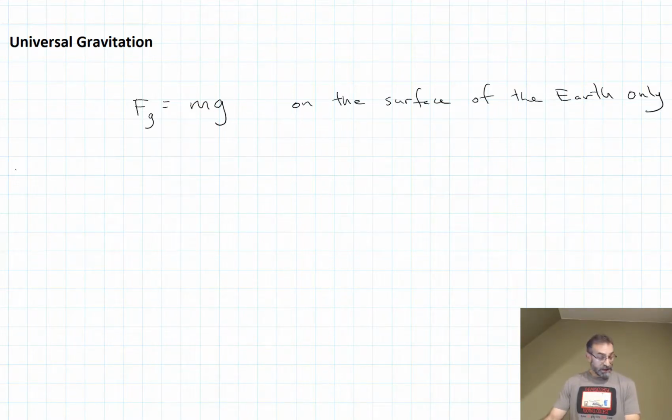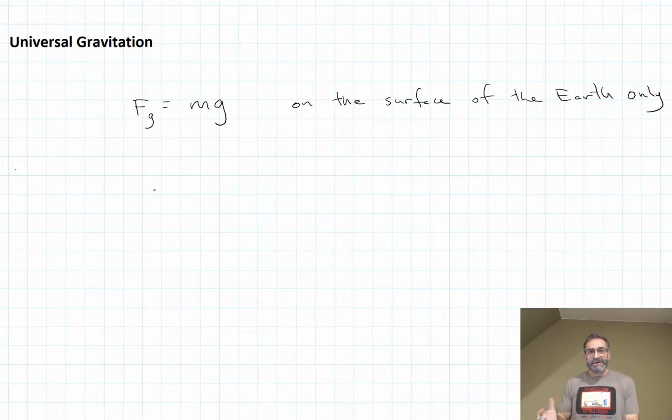So we want to know what's the universal law of gravity. Not just an object at the surface of the Earth interacting with the Earth. That's what this formula is, m times g, an object on the surface of the Earth interacting with the Earth. But what if I want to know any two objects? Two objects interacting with each other out in space. An object interacting with the moon. An object interacting with Mars. Any two objects, anywhere, I need a universal law of gravity.